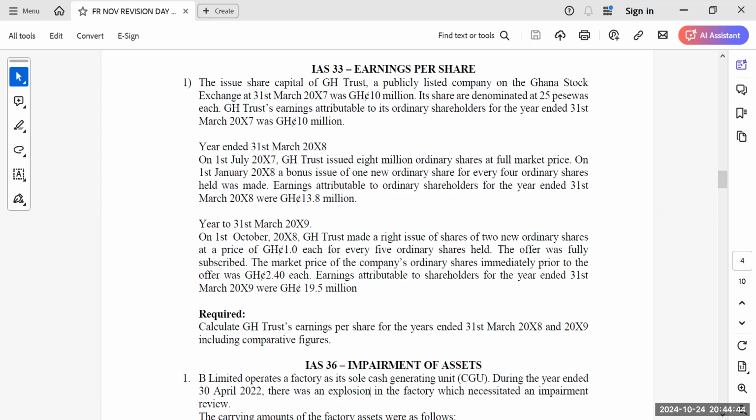Yes, sir. 1st January, 2x8, a bonus issue of 1 new ordinary share for every 4 ordinary shares held was made. Okay, so earnings attributable to ordinary shareholders for the year ended 31 March 2x8 were this one. So I will be doing the one that you know, and I will be adding a different one so that you pick the one that is comfortable for you. Okay, so let's come here.